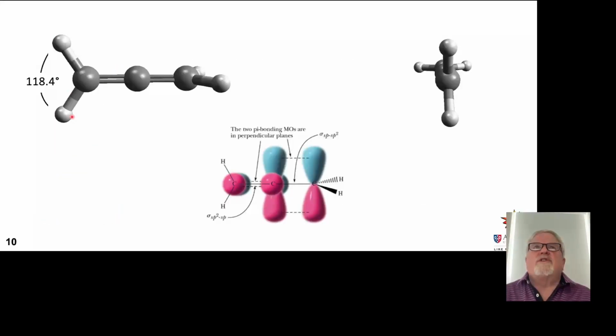This is just to show the structure of allene. If we were to do something like get an X-ray crystallograph of crystals of this allene, which would be a little bit difficult, we'd have to have very cold temperatures. But notice that these two methylene groups are perpendicular to each other. If we rotate this and look down the plane, we can see over here that they're perpendicular. Okay, the two pi bonding MOs are in perpendicular planes.